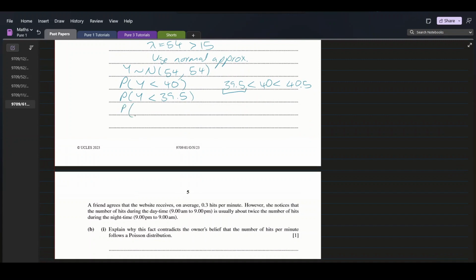If we standardize, that's the probability that Z is less than (39.5 minus 54) over root 54. Let's punch this into a calculator. That simplifies to give negative 1.973, which can be written as 1 minus phi of 1.973. If we read off the value of phi of 1.973 from our tables, we get 0.9758, so this is 1 minus 0.9758, and that gives us 0.0242. Therefore our final answer is 0.0242.